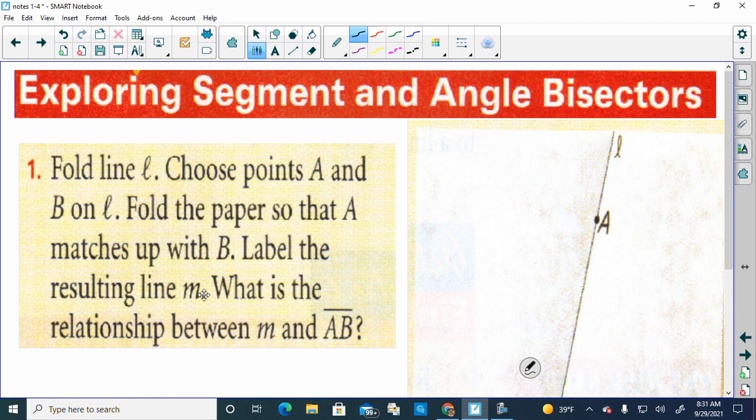Actually, you should have 4 papers. This is activity 3. Okay, this time you're folding line L, so label it L, and then choose points A and B on your line someplace. Don't do any folding yet.